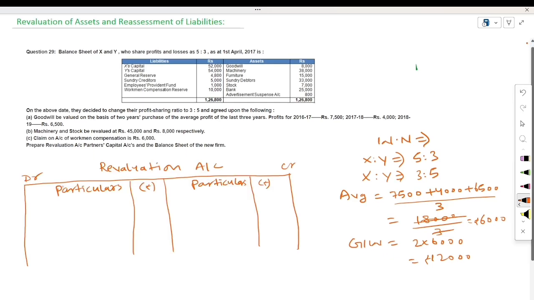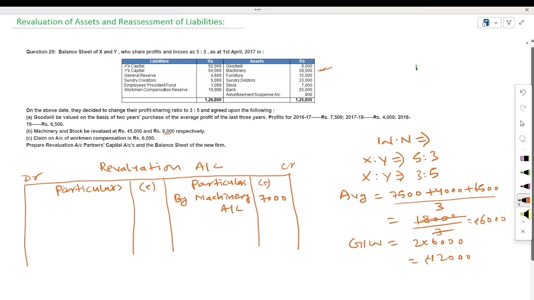This is the format of revaluation account. In revaluation account, we will only show increase or decrease in the value of assets, and increase or decrease in the value of liabilities also. See here, machinery and stock be revalued. Machinery is revalued at 45,000. How much was the machinery value? 38,000. Now the value of machinery is 45,000. It means 7,000, the value of machinery has been increased here. We will credit this one by machinery account. How much amount? 7,000.